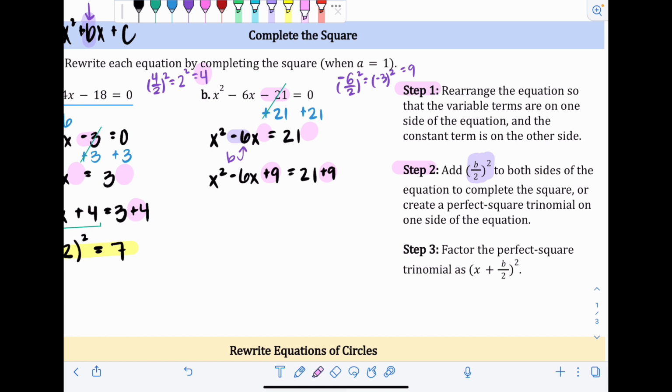I'll start with the way it's written in step 3 first. So step 3, factor the perfect square trinomial as x plus b over 2 squared. So it'll always be a binomial squared. And then b over 2 was negative 6 over 2, which was negative 3. So it's that number that we got before we actually squared it. So x, and then plus b over 2, but b over 2 is negative 3, so it'd be minus 3. And then equals, over here, 21 plus 9, so 30.